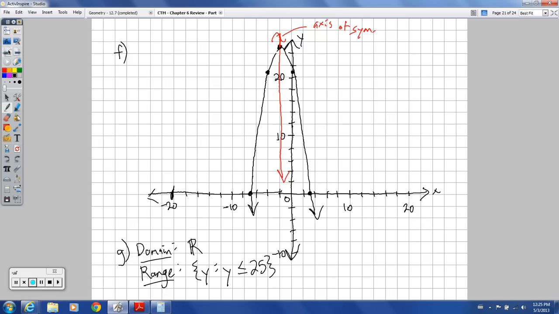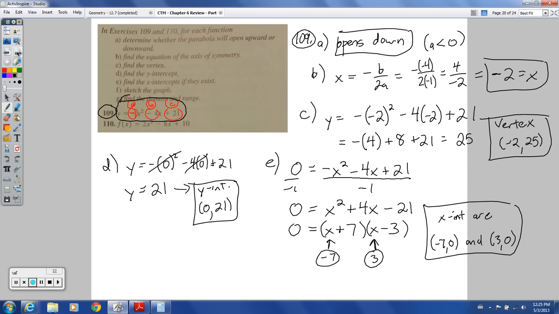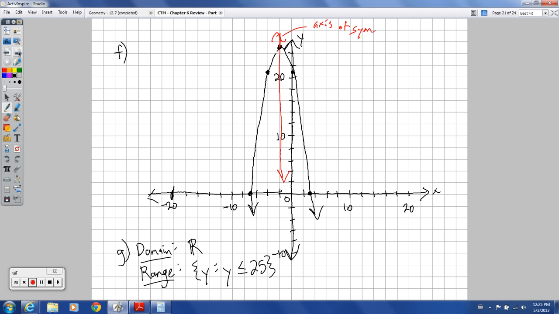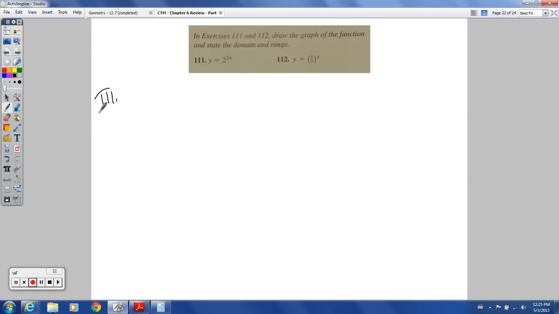And now, let's see, did I skip one that I didn't want to skip there? No, I think we got them all. 111, 113, 115, and then we'll be there. So 111, 112, draw the graph of the function, state the domain and range. So we're starting with y equals 2 to the 2x power.